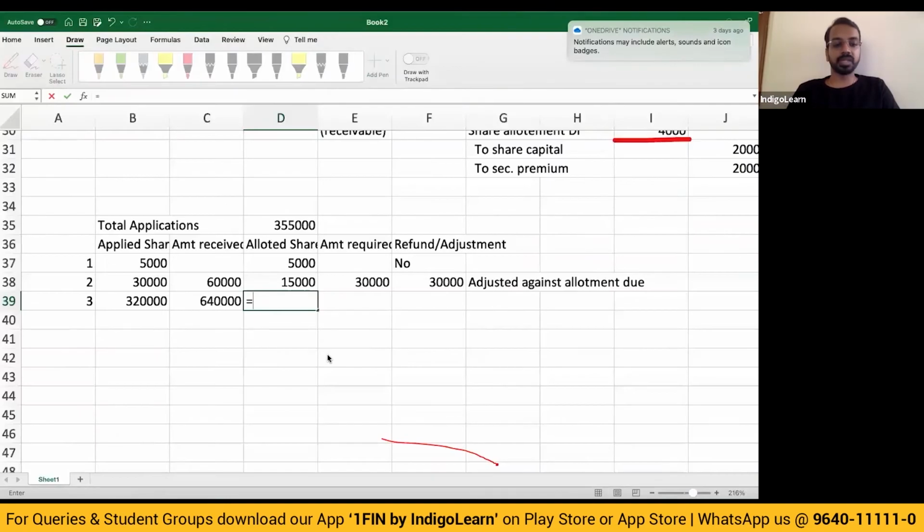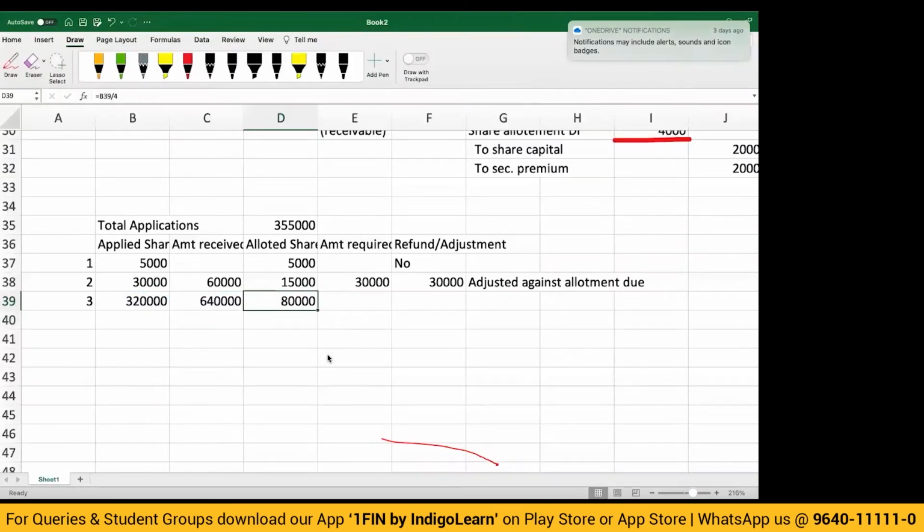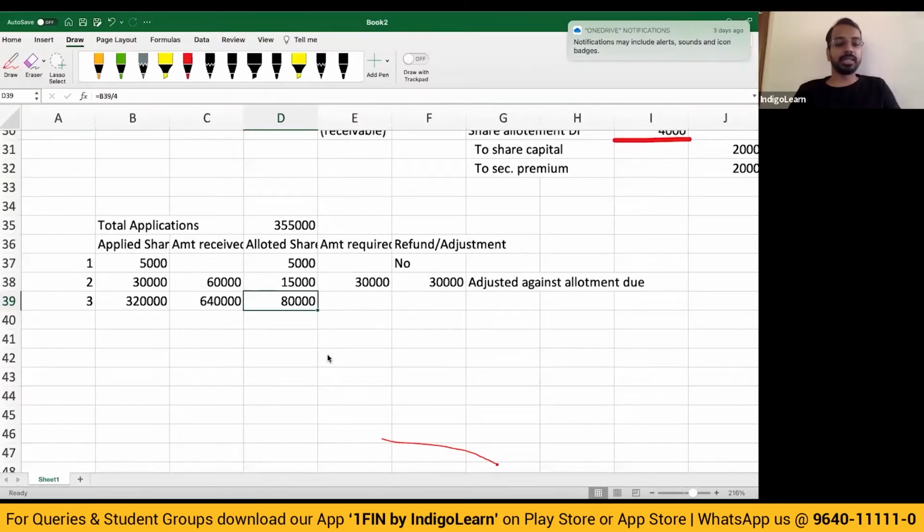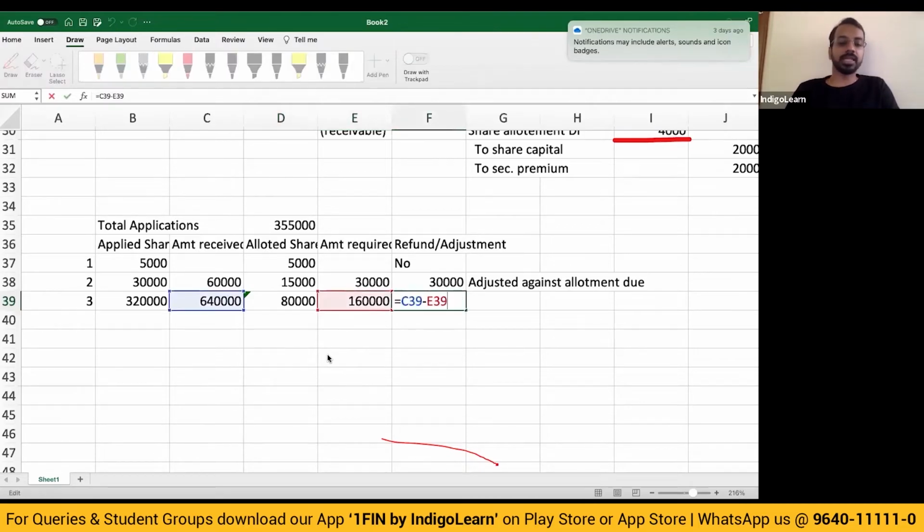So 320 divided by 4, 80,000. 1 share for every 4 applied for is 80,000 shares allotted. How much amount is required? 1,60,000. How much is excess? 4,80,000. That is 640 minus 160, 4,80,000 is the excess. Any doubt so far on this?